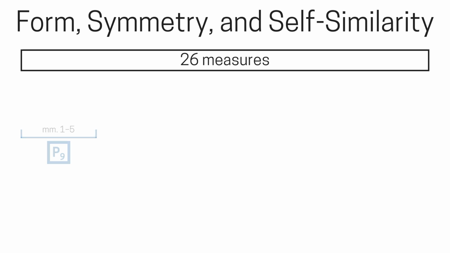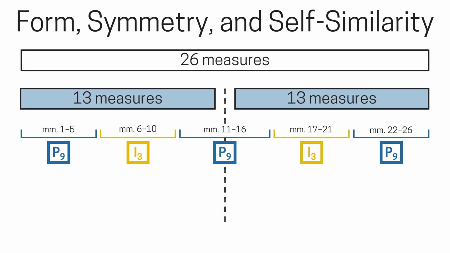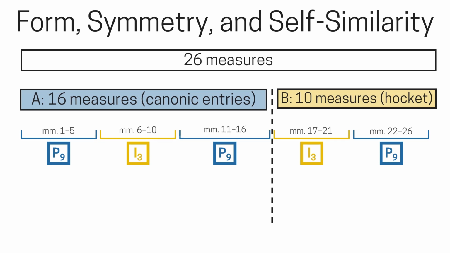Let's now take a look at the form of this piece. In its 26 measures, we hear 5 statements of the row, alternating between prime and inverted rows. Because the central statement is 6 measures long rather than 5, we may be compelled to hear the piece as a palindrome, with 2 halves, each 13 measures long. However, that's not really how I hear the piece. Instead, and I hope you agree, I hear the 3 canonic entrances as forming an A section, and the 2 hocketed row statements as a shorter B section.